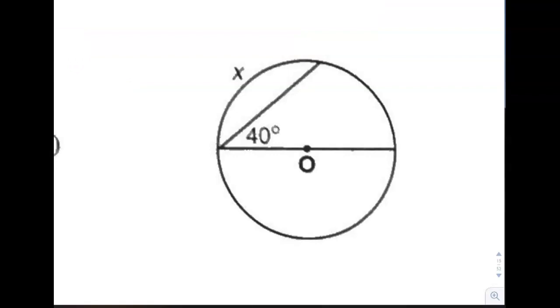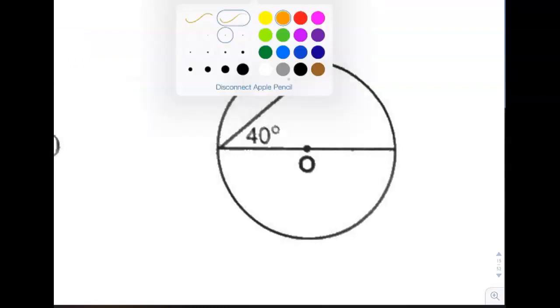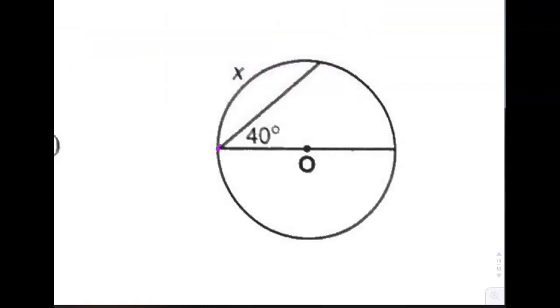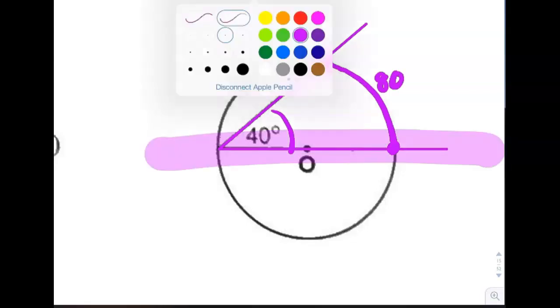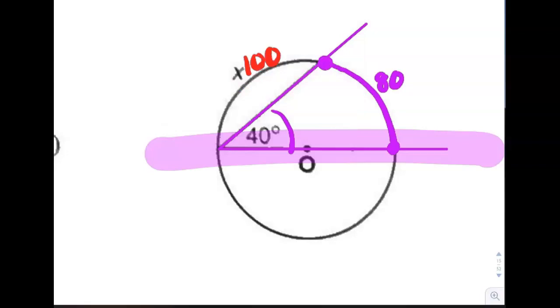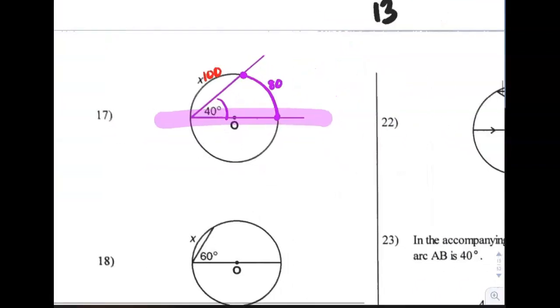Page 14, we'll just keep hammering the same ideas here. This just gives us the information backwards. So we have a chopped off piece here. If this is 40, this arc here must be twice, because the angle is half. Well, if that's 80 and that's a diameter, then that must be 100. So x is 100.